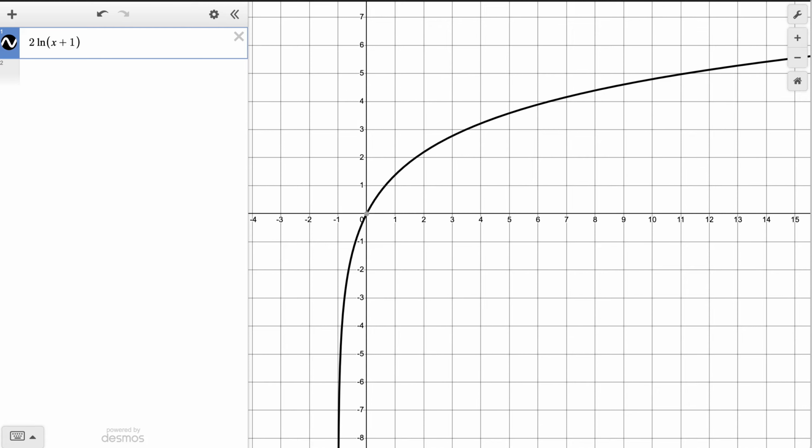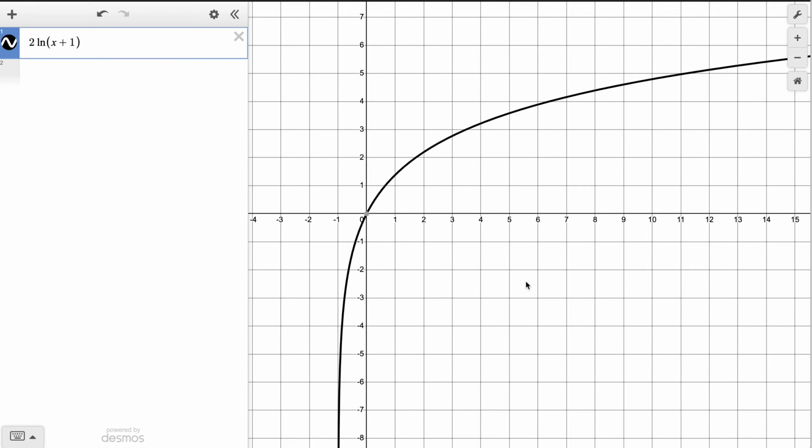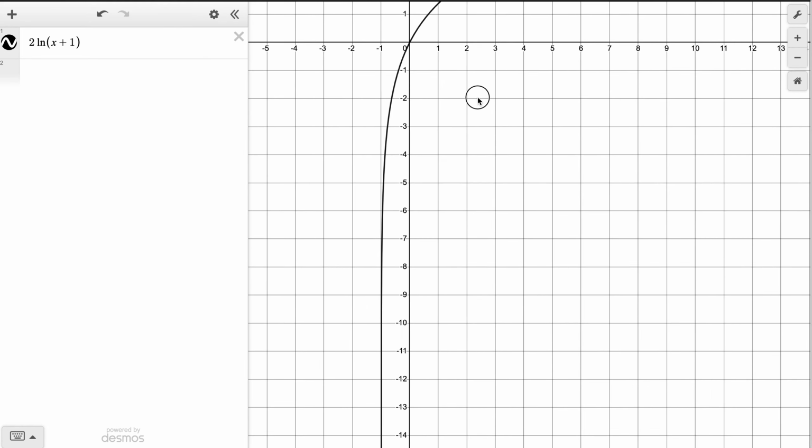Okay, so now let's go back and fill in our table. So we have 1.386, and then 3, 2.773. So 0, 0 is the x and y intercept, and then we have 1.386, and 2.773. So about right here. Okay, so now let's go back and look at the graph so we can see what it looks like. Okay, so it kind of looks like this.